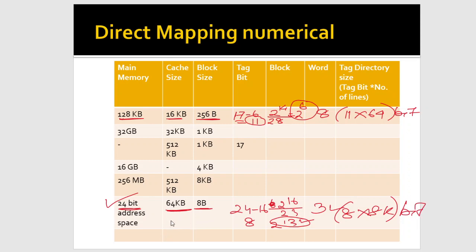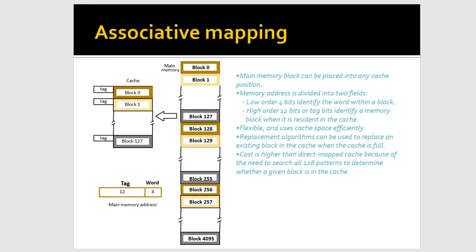So this way you will be able to do the remaining questions given here. I think you can do it. Now coming to the next part, which is called associative mapping, or sometimes we refer to it as fully associative mapping.